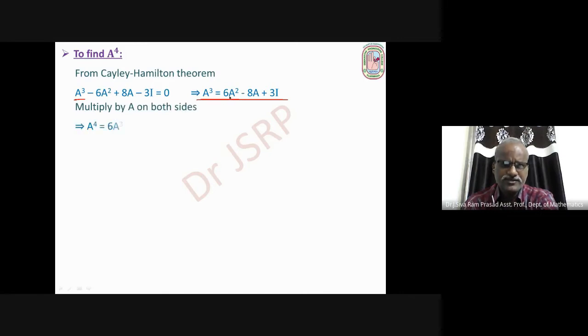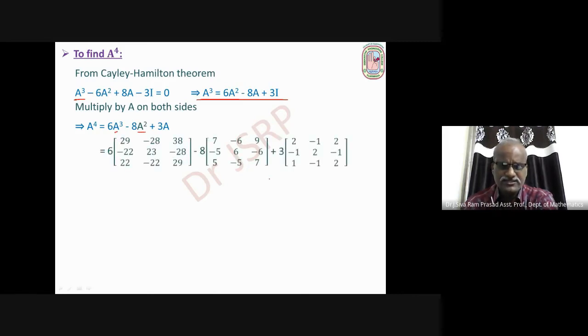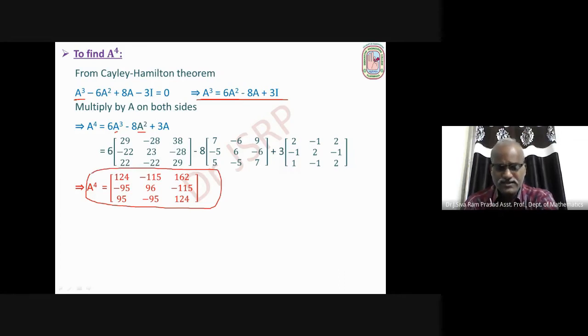So A power 4 equals 6A cube minus 8A square plus 3IA. IA means A. Substitute A cube and A square, which we have already calculated. So 6 into A cube minus 8 into A square plus 3 into A. Simplify this whole expression. You get A power 4 equal to this matrix. Okay, so this is the way to find A power 4. Next, we find the matrix represented by this 6th degree polynomial.